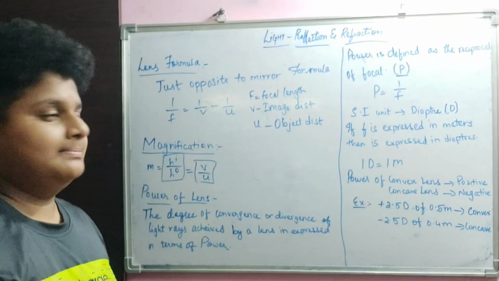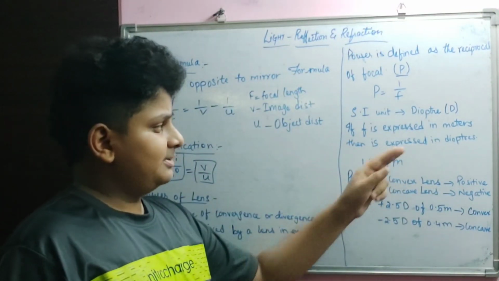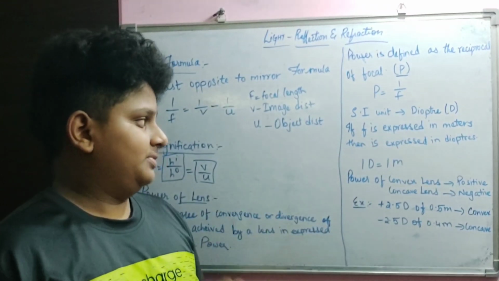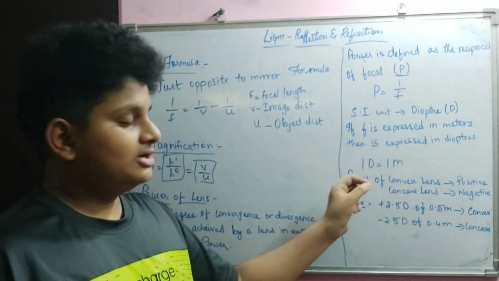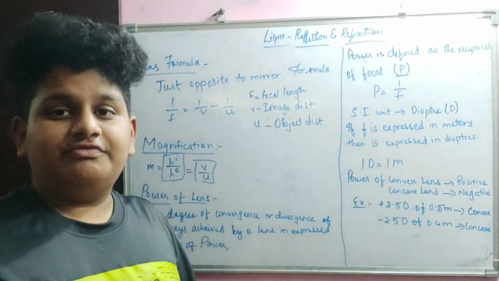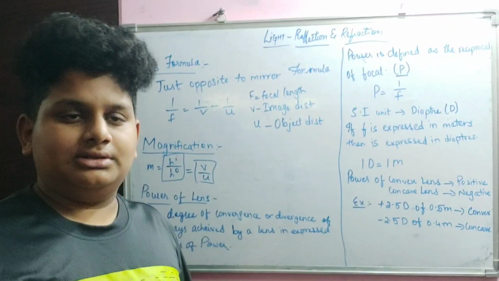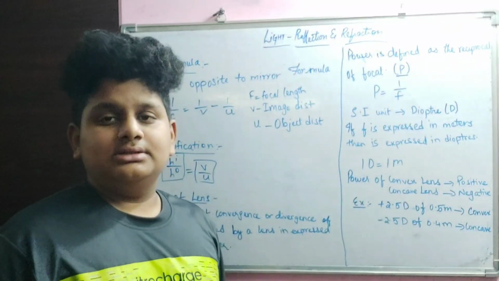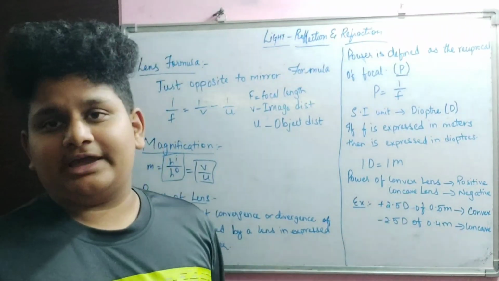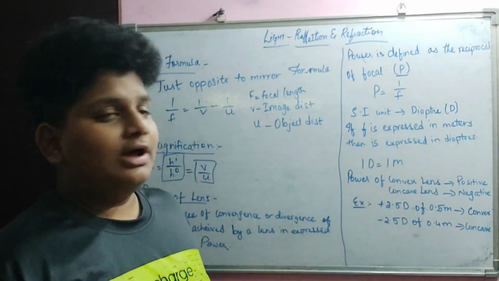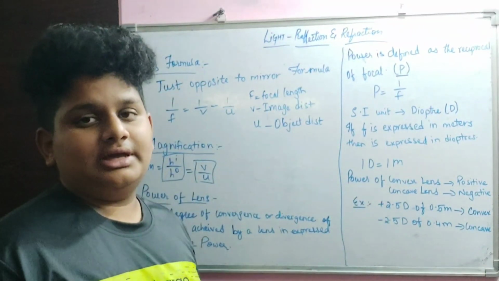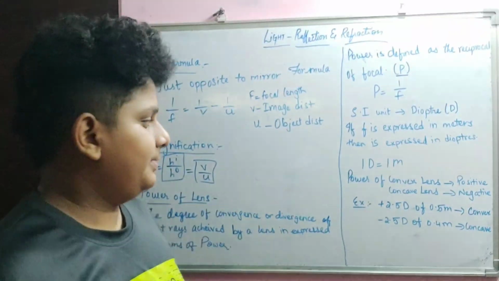It is denoted by the letter D. If f is expressed in meters, then power is expressed in diopters. Meaning, 1 diopter is equal to 1 per meter. Unlike other quantities, like meters per second, it doesn't have other units. Just 1 diopter is equal to 1 per meter. This is the SI unit of power and focal length.